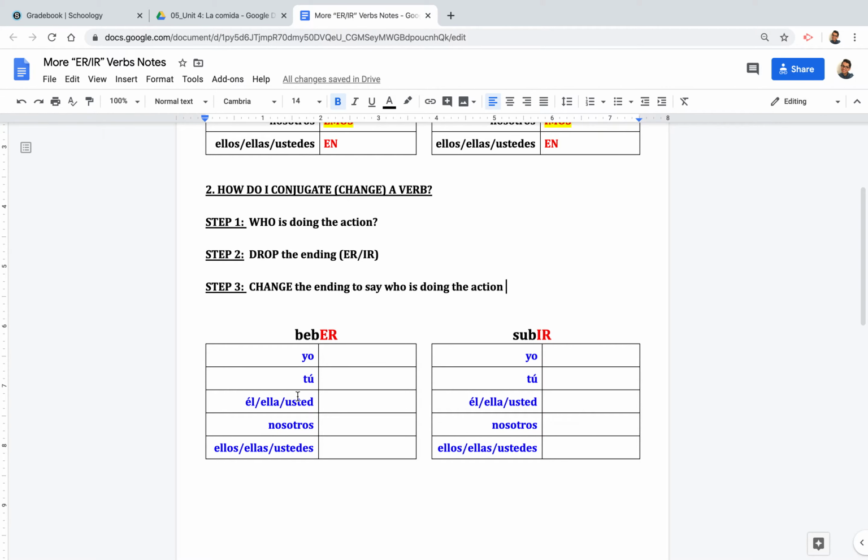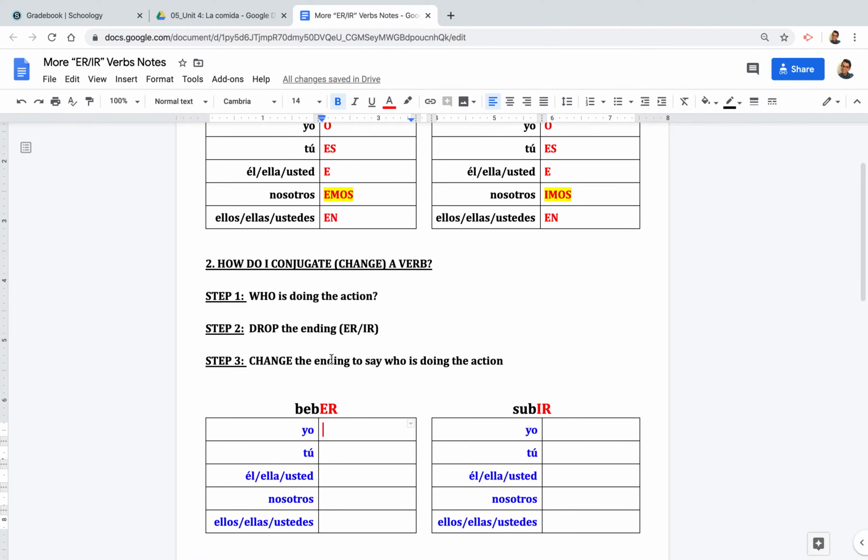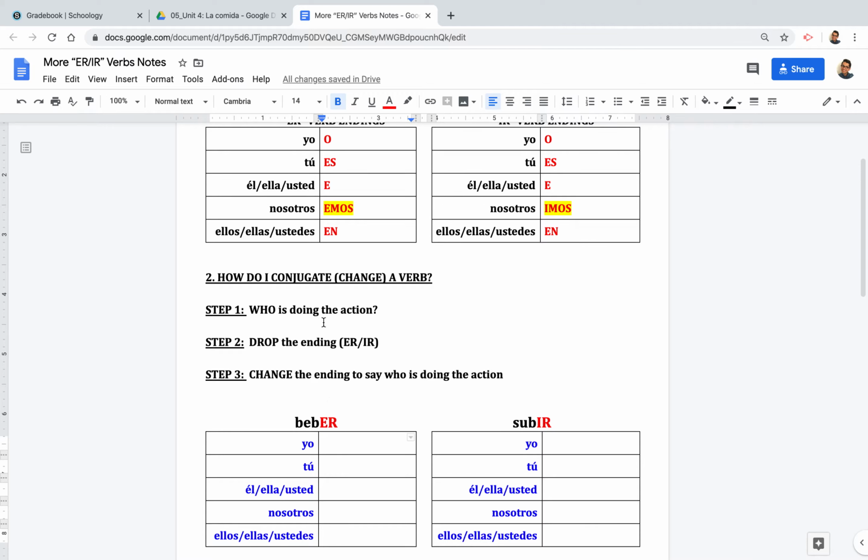When we look at our verb charts, we already have our who's here, right? Yo, tú, él, ella, usted, nosotros, ellos, ellas, ustedes. For the first example, I am going to focus on the verb beber. Beber means to drink. And it is an ER verb because it ends with ER. So I'm going to go through the process of conjugating the verb, changing the ending. I'm going to go through the 3 steps. Step 1, who is doing the action? I know that yo is doing the action.